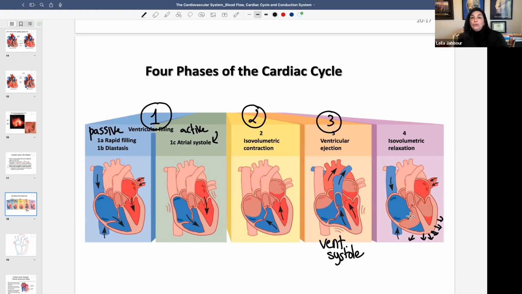There is still no change or movement of blood from any chamber to any vessel or from chamber to chamber because the AV valves are still closed. The AV valves are still closed, the atria are filling, the ventricles are relaxed, atria are relaxed. There's no movement of blood. This is called isovolumetric relaxation, and that's that 4th phase.